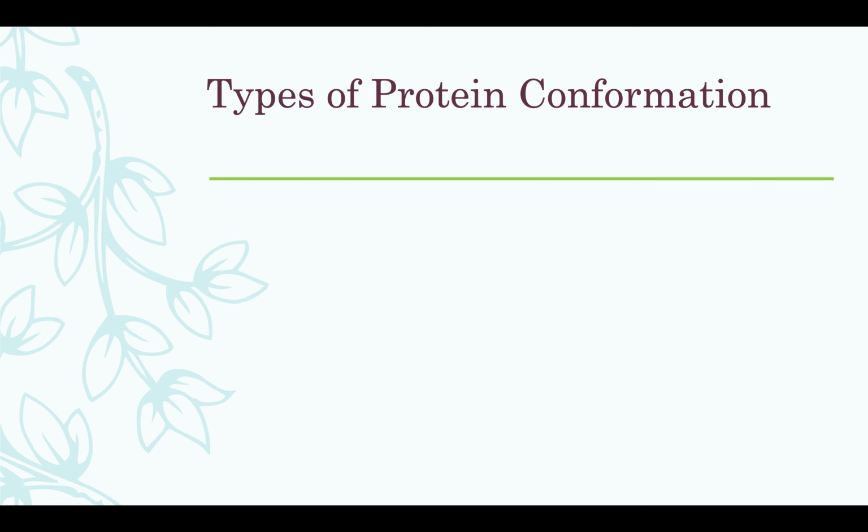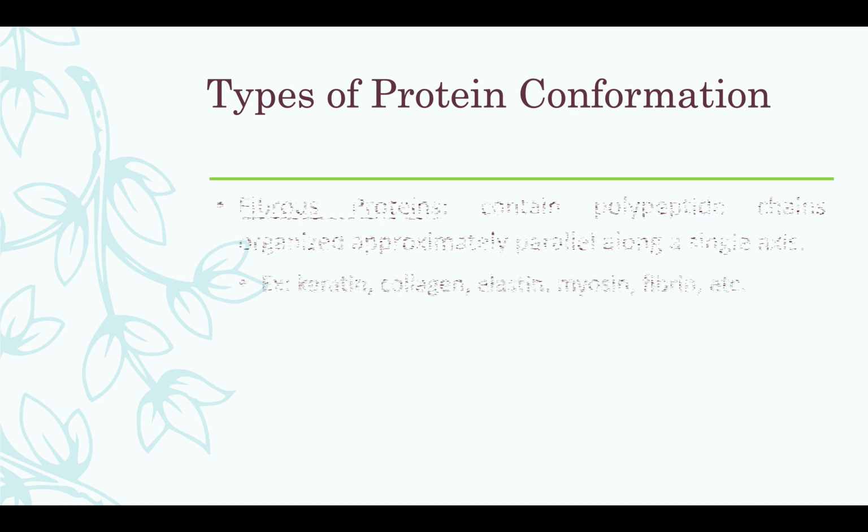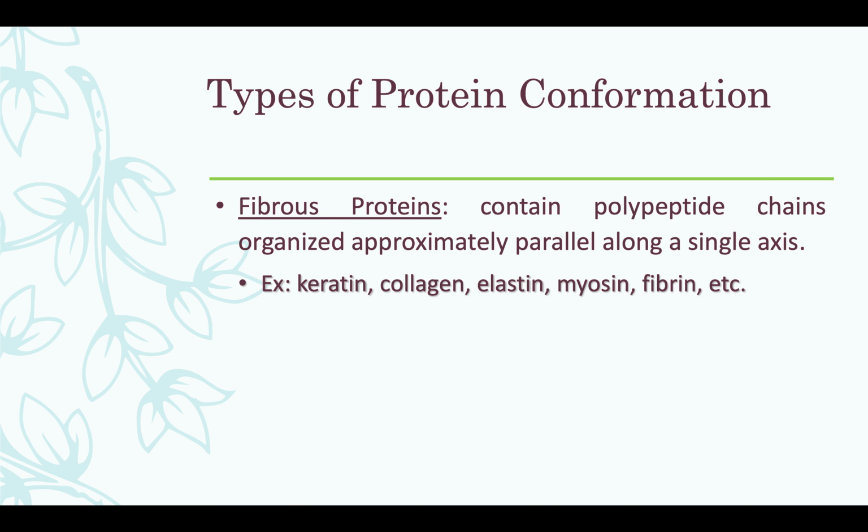Okay, and now we move to the types of protein conformation. First, we have here fibrous proteins. So these proteins have an elongated shape which tend to have irregular and linear structures, and they also tend to aggregate together to form macromolecular structures.